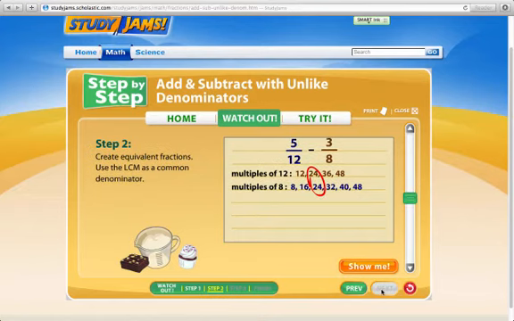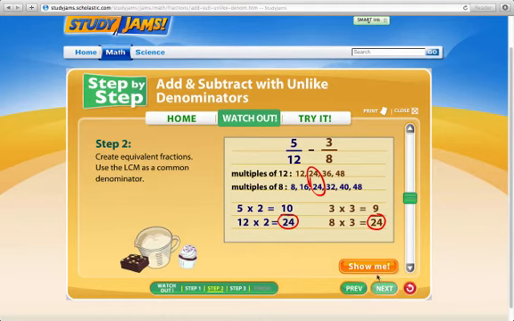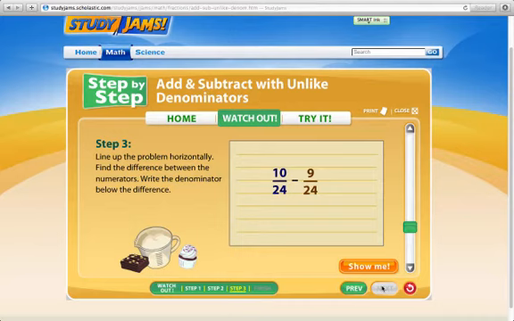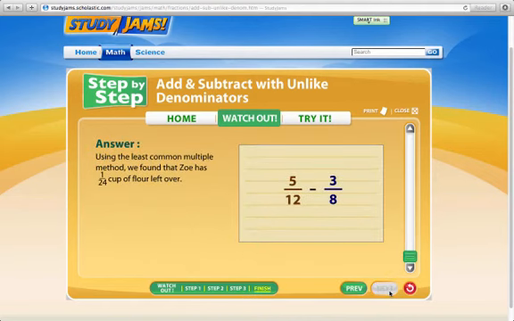Now create equivalent fractions using the LCM as your denominator. Our equivalent fractions are 10/24 and 9/24. Now, line up the problem horizontally. Find the difference between the numerators. Then write the common denominator below the difference. 10 minus 9 is 1. That gives us 1 over 24. Using the least common multiple method, we found that Zoe has 1/24 cup of flour left over.